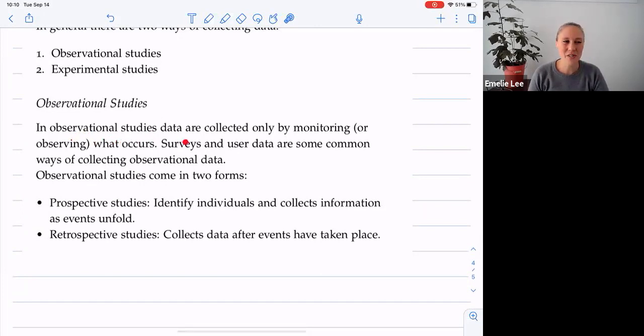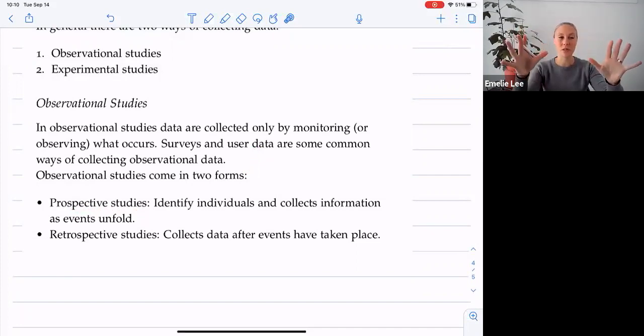So in observational studies, data are collected just by monitoring, or observing what happens. So surveys and user data and market research data, everything that we do where we just collect information, are some common ways of collecting observational data. We can break observational studies up into two forms. I don't really refer to them as this, but it's good to have under our belts. We can talk about prospective studies. If you think about the word, it's kind of forward looking.